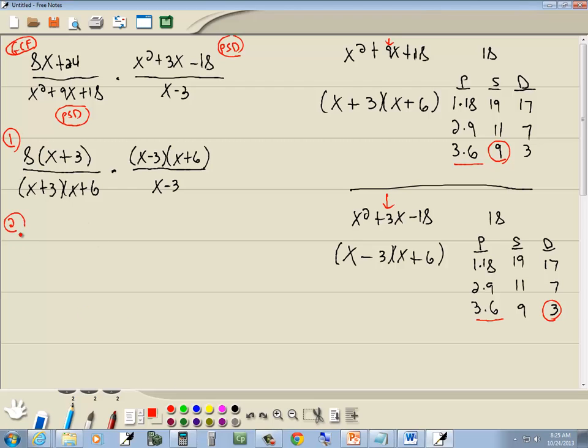Step 2, cancel. The only guideline is one's on top, one's on the bottom, and they're the same. They don't have to be in the same fraction. They can be, but they don't have to be. Here's an x plus 3, here's an x plus 3. Those cancel. Here's an x plus 6, here's an x plus 6. Again, one's on top, one's on the bottom, and they're the same. And here's an x minus 3, here's an x minus 3. So those cancel. And actually, everything disappears except for the 8. So that's our answer.